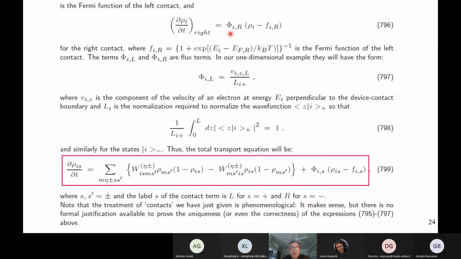So the contacts will inject now, depending on whether the left or the right contact, whether we are away from thermal equilibrium or not. Of course, when rho is equal to the equilibrium distribution function in the right contact or in the left contact from the other expression, the contact doesn't do anything. And instead, the particles are absorbed if there are too many. This flux term will be simply proportional to the velocity in the contact. So at the end, we get an equation.